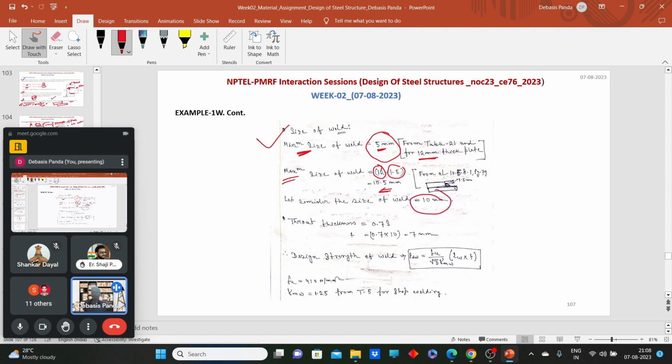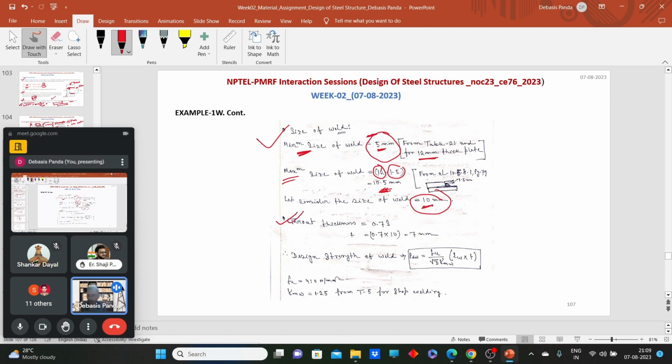Now here you can say, sir, I can consider 6 mm. Yes, you can consider 6 mm, but you need to provide more length, and maybe you cannot accommodate that length. So you have an upper limit of 10.5 and a lower limit. So let's take, close to the upper limit, 10.